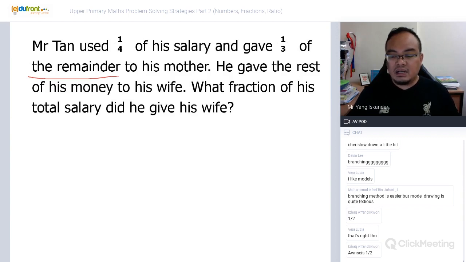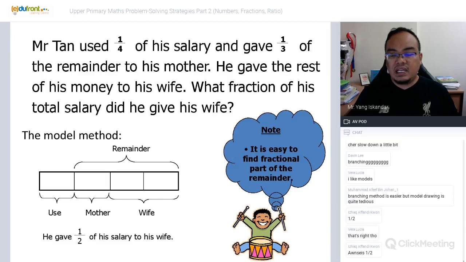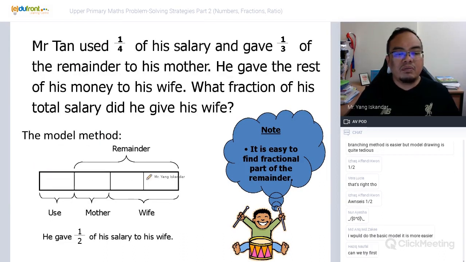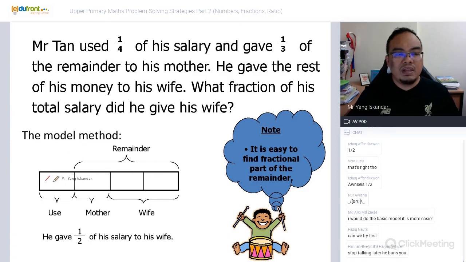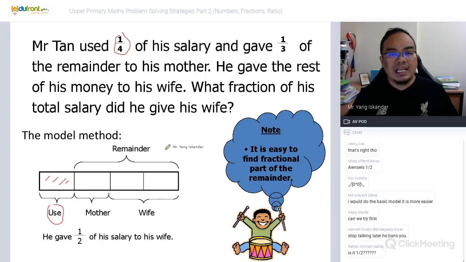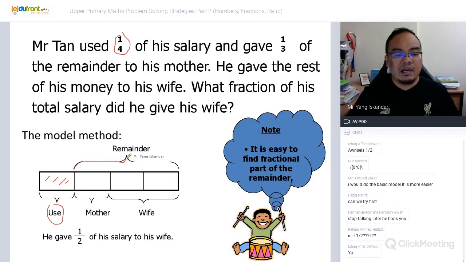Now let's take a look at the model method. This model method works in this question because this is a very straightforward question. What you need to do is draw 4 boxes, which represents 4 units. Then 1 unit, Mr. Tan used, that is 1/4, 1 out of 4 he used. And then this is the remainder, after he used 1 out of 4.